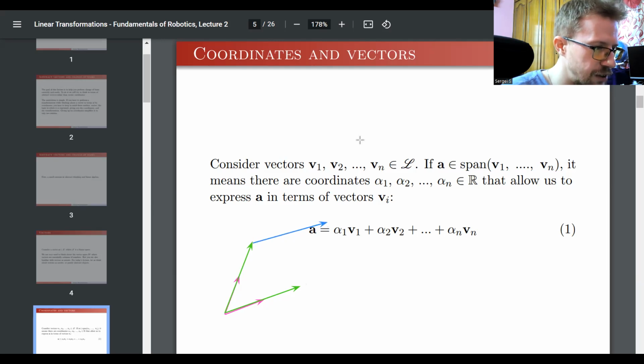And the result is this vector. Oh, let me undo this. The result is this vector.